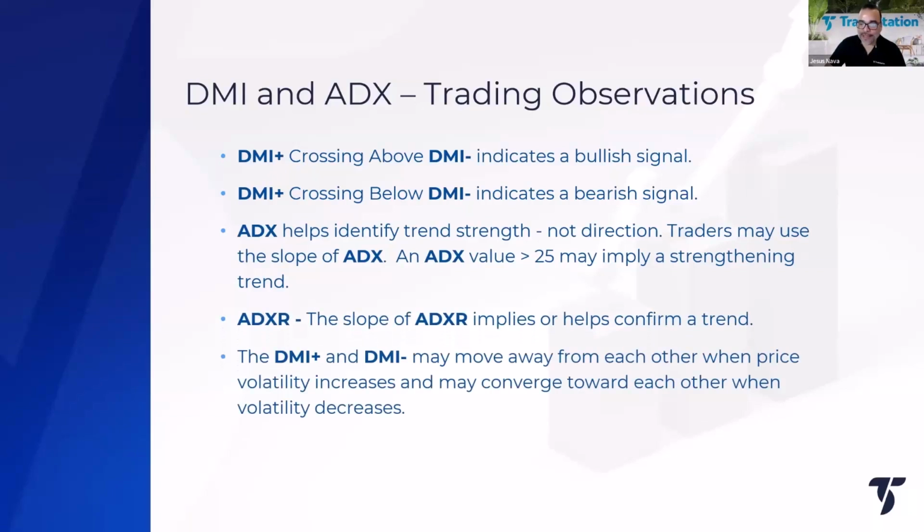The DMI plus and the DMI minus may move away from each other when price volatility increases, and they may converge towards each other when volatility decreases. So those are some of the ideas that we are going to talk about today in a practical form. Let's jump over to my TradeStation platform to take a look.